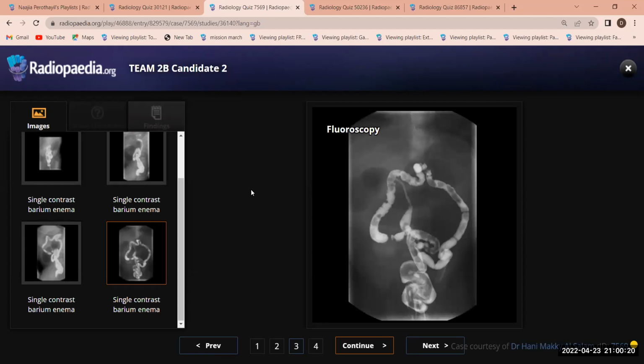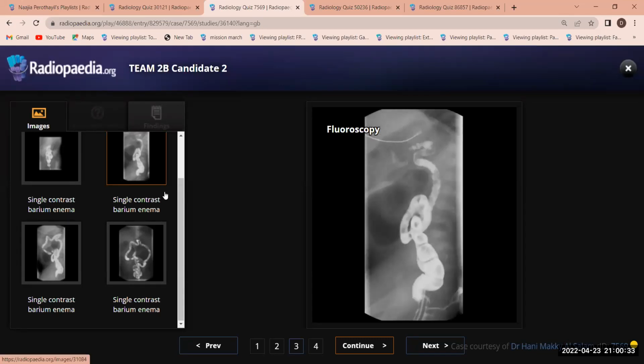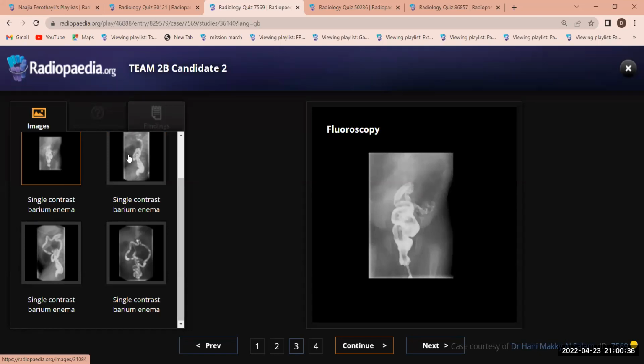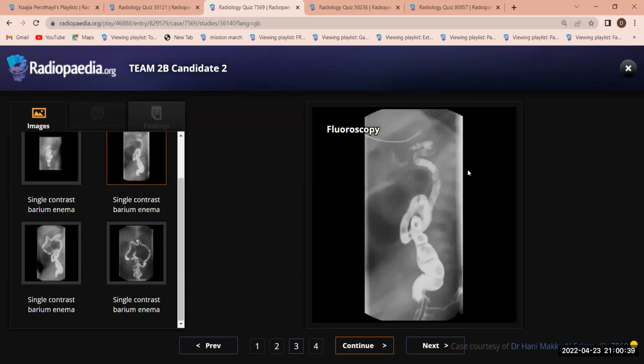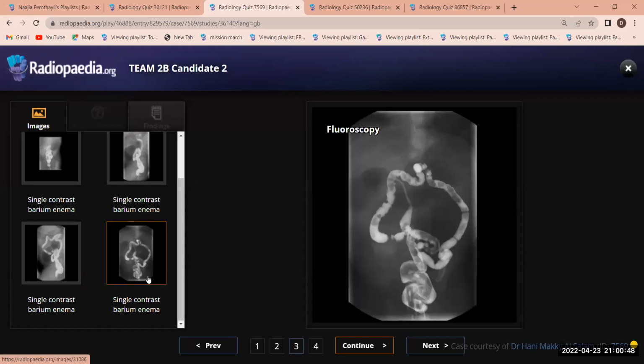Okay, so the contrast enema is confirming evidence of microcolon. These are consistent with my provisional diagnosis of jejunal atresia. So this needs urgent referral to the pediatric surgical team for the management.